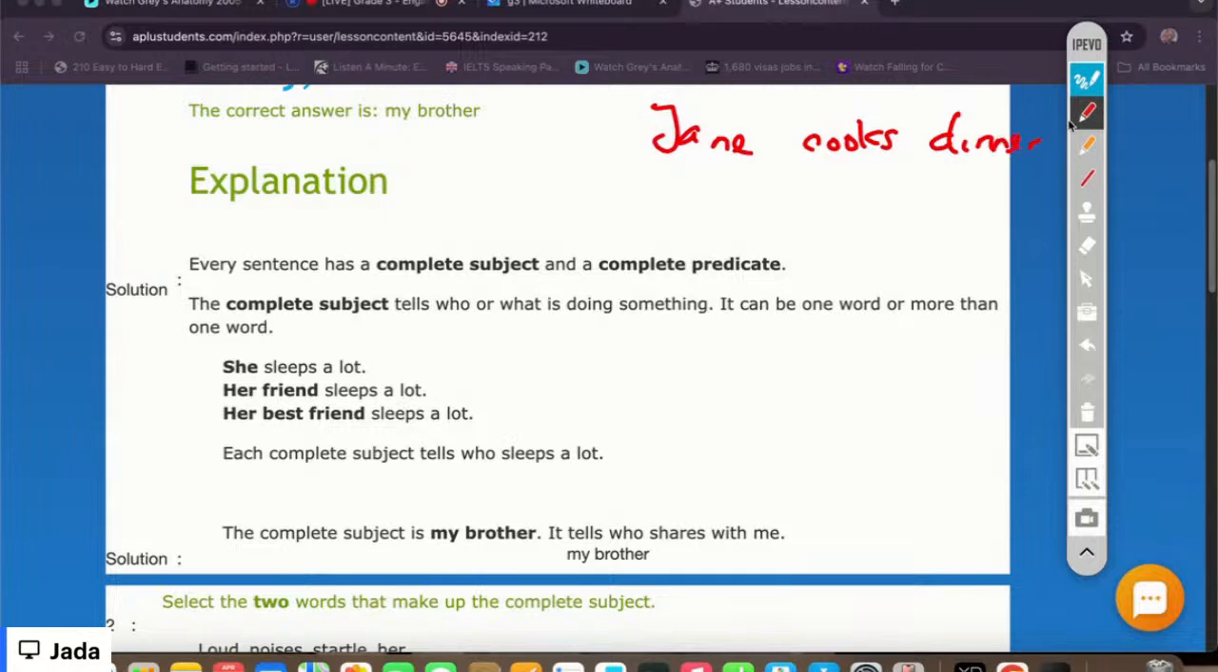All right, so we have Jane cooks dinner. Now, who is the subject or what is the subject here? Of course, we know that Jane will be the complete subject because she is the one cooking. You can see that it's just one word and this is the subject. And the predicate, of course, is cooks. All right, let's look at some examples.